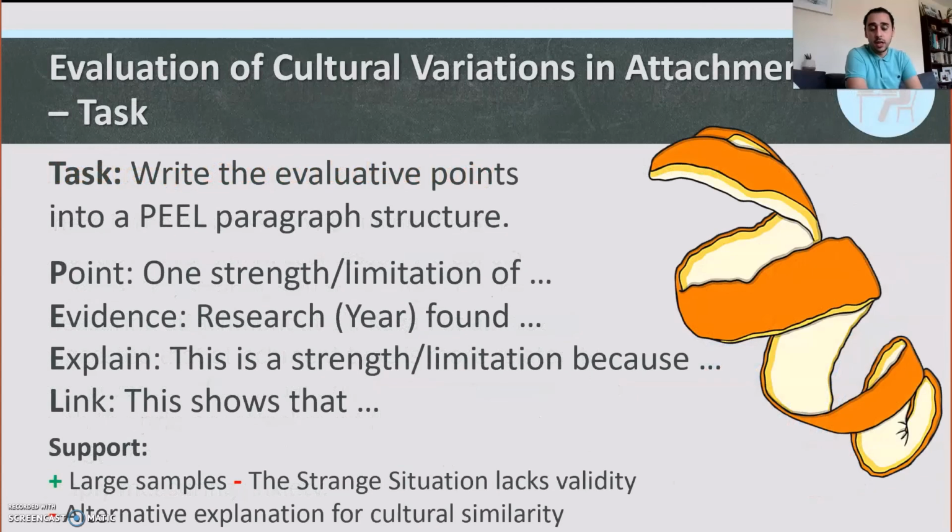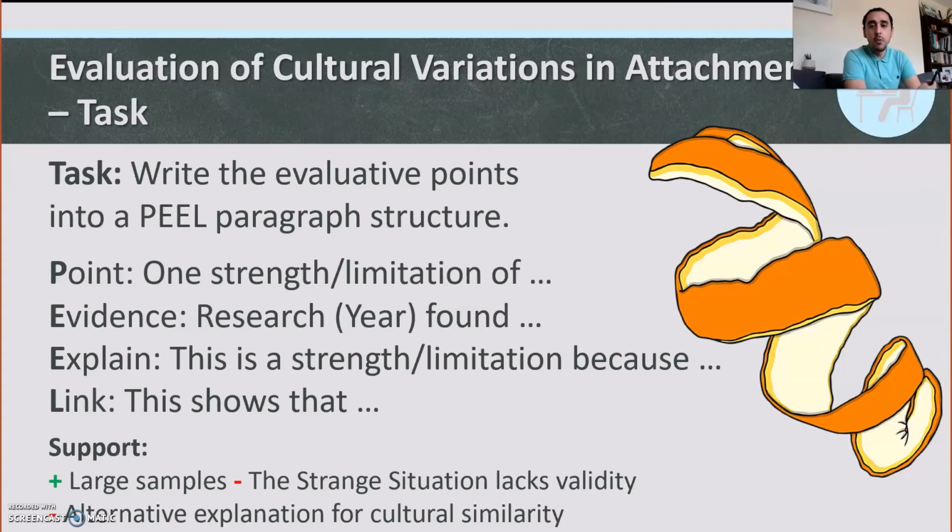Right, here's the task. I want you to write the evaluative points into a PEEL paragraph structure. If you write them in this structured format, you're more likely to get higher marks for your evaluation. If you just give the point itself, you might get some marks, great, but you won't be squeezing all of the juice out of that orange. How do you get more juice out of the orange? You peel it, okay?